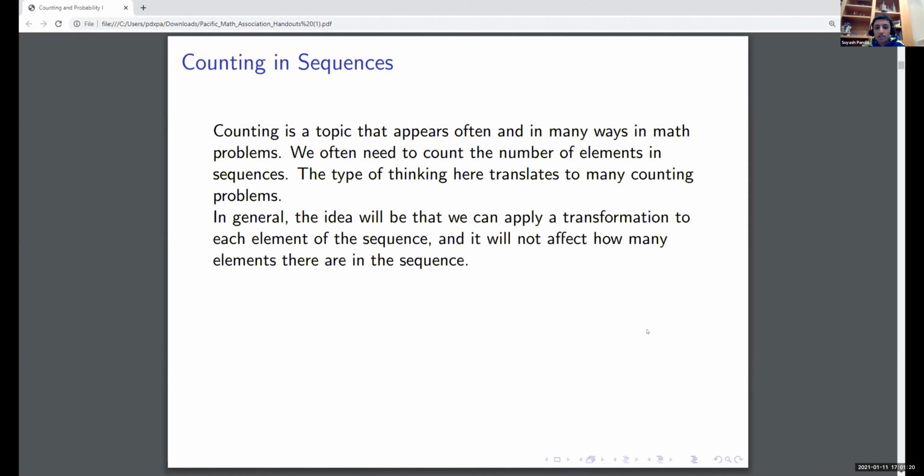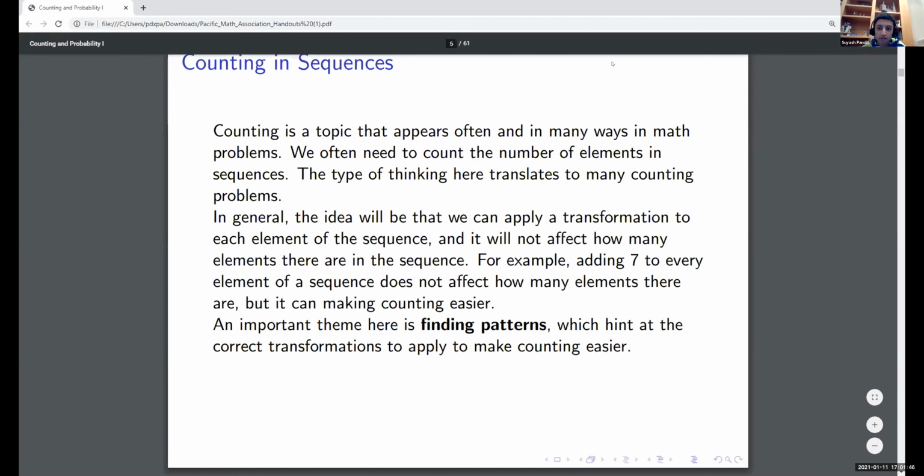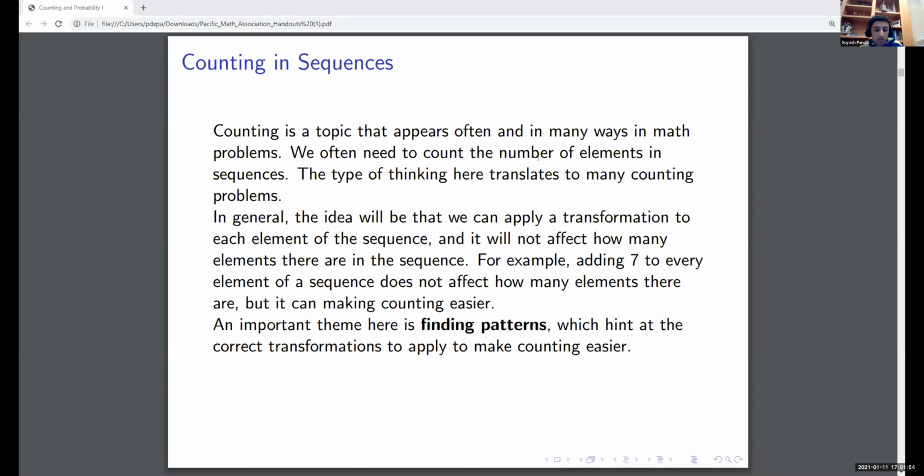So the general strategy to find the number of elements in a sequence is to apply some sort of transformation to it. For example, we add 1 to each element, or divide each element by 2. Applying this transformation is not going to affect the number of elements in that sequence, okay? So adding 7 to every element of a sequence won't affect the number of elements. And an important theme is finding patterns, which are going to make that counting step easier. Let's take a look at some examples.